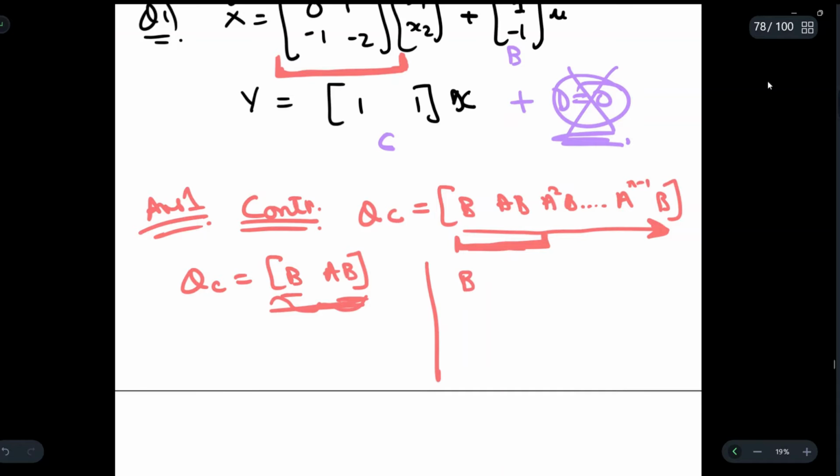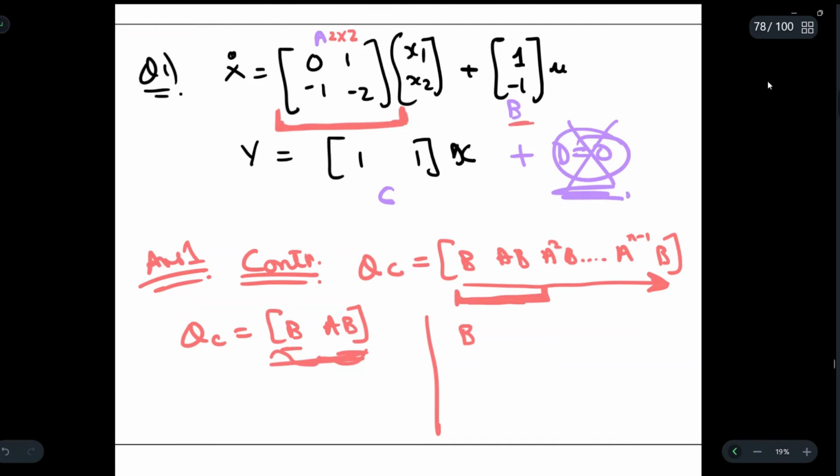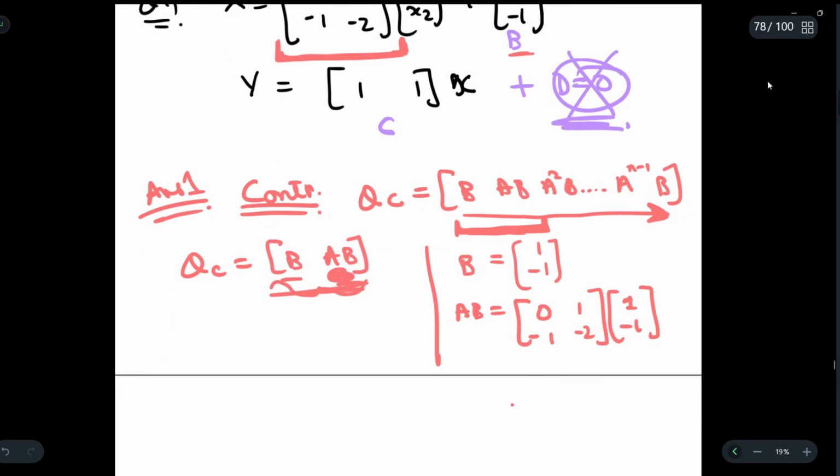So now, first of all, let us write what is the B matrix. As we saw above, this is the B matrix which is given in the question, which is given by 1, minus 1. And similarly for the second term, AB, we will multiply these two matrices, which will come out to be equal to 0, 1, minus 1, minus 2, that is the A matrix, multiplied by the B matrix, which is 1, minus 1. And on multiplying them, you will get minus 1, 1 as your final matrix AB.